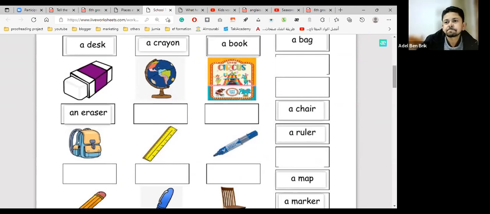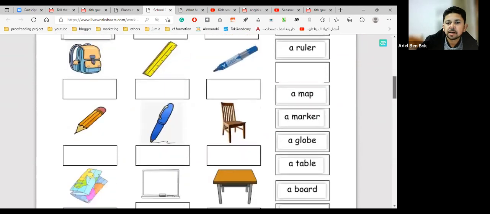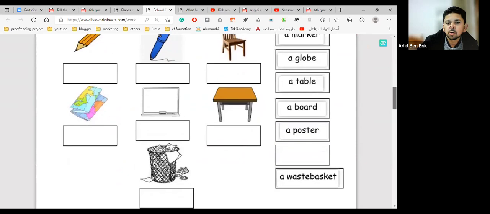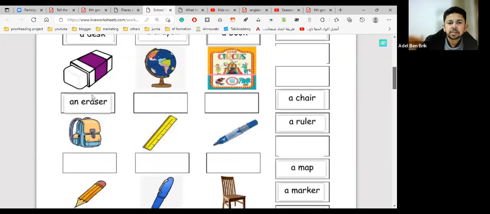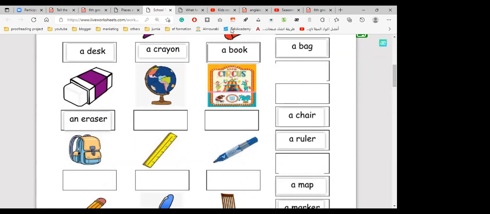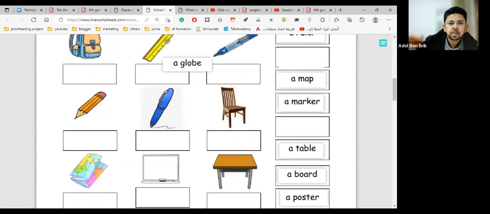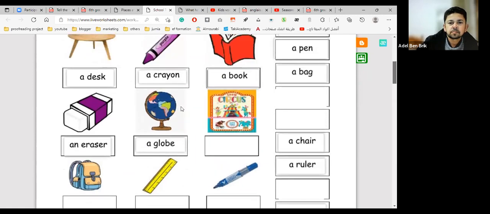كرة الأرضية. What is it? Pencil, pen, bag, chair, ruler, map, marker, globe, table, board, poster, waste basket. What is this? كرة الأرضية. Do you know what it is? No. Okay. This is a globe. We call it a globe. كرة الأرضية نسميها a globe. We use it in geography. Okay, we use a globe in geography.